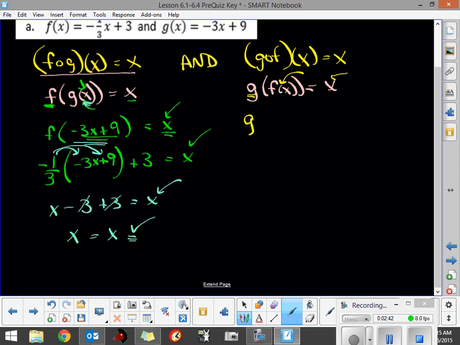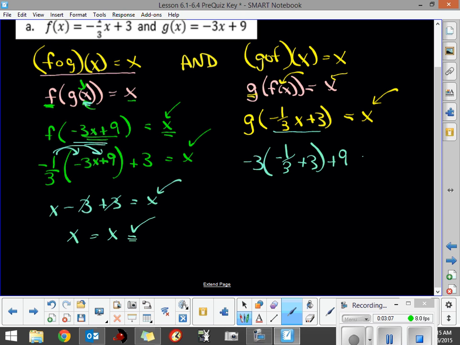We want to put inside of function g whatever f is. And f was the function negative 1/3 x plus 3. That is going into function g, and we want to prove that it ends up giving us x, the input that we started with. So now we're going to put this into function g. And g says you have to take negative 3 times whatever your input is, which is negative 1/3 x plus 3, and then add 9 equals x. Now show means demonstrate. If you use your algebra and you simplify, do you get an x?